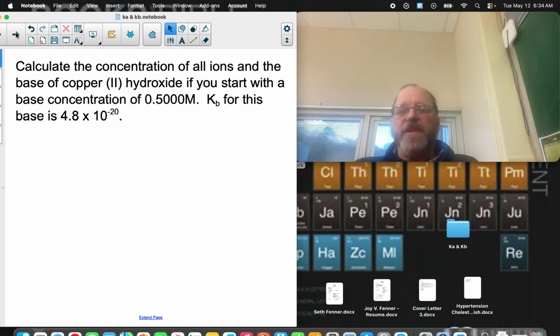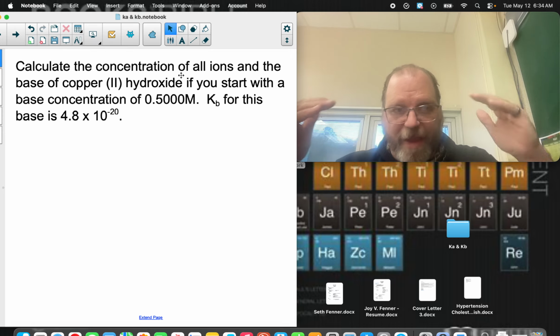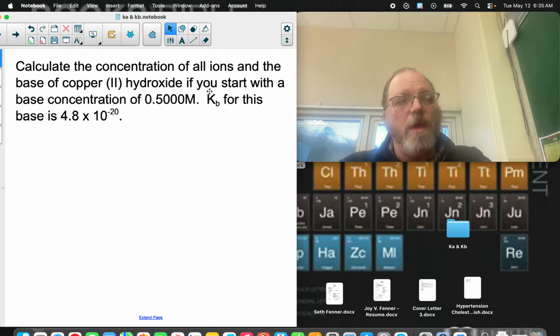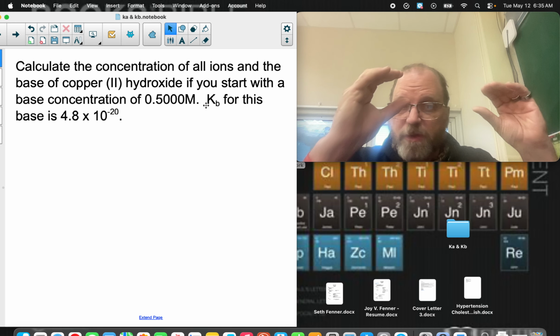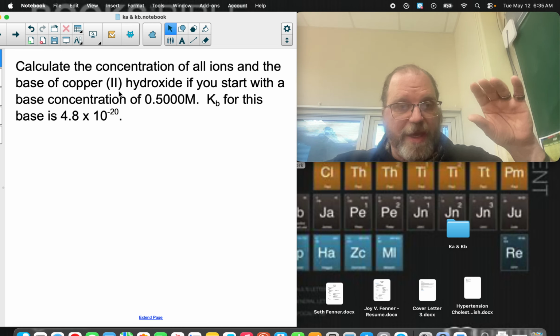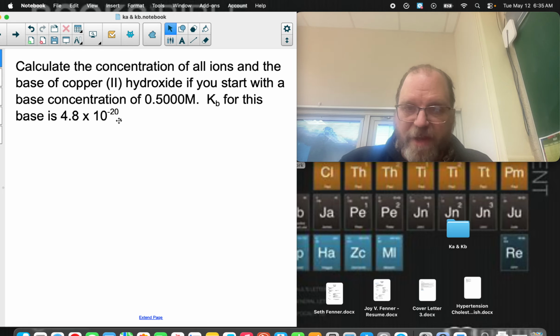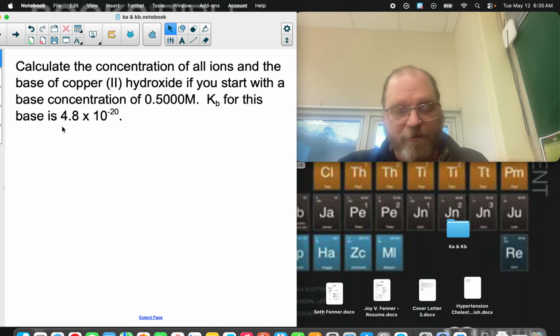Now, one last one. This goes back to what we did before to find the concentration of all the ions, so this is going to be a start, react, equilibrium table, exactly the same. We're going to do it for a Kb of 4.8 times 10 to the minus 20th and a starting base concentration of copper 2 hydroxide. It's going to be weak, so we dissociate it into its ions and then do the whole start, react, equilibrium. Pause the video and work through this like we did before.